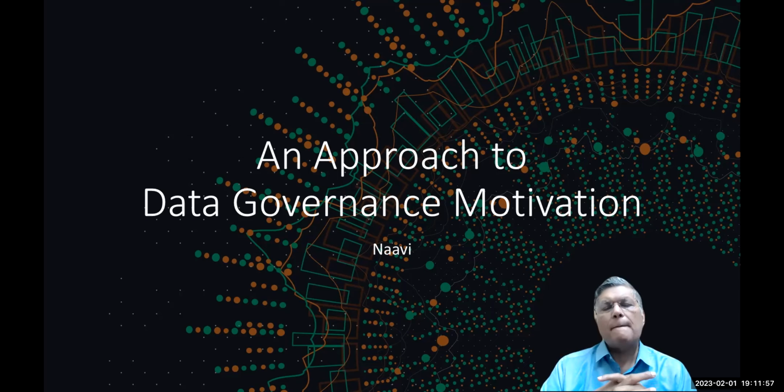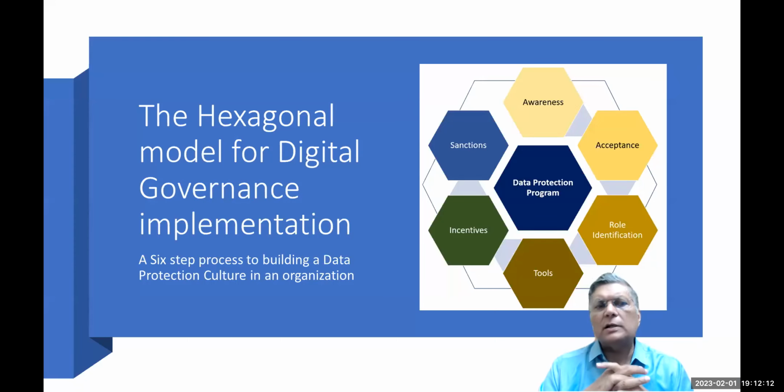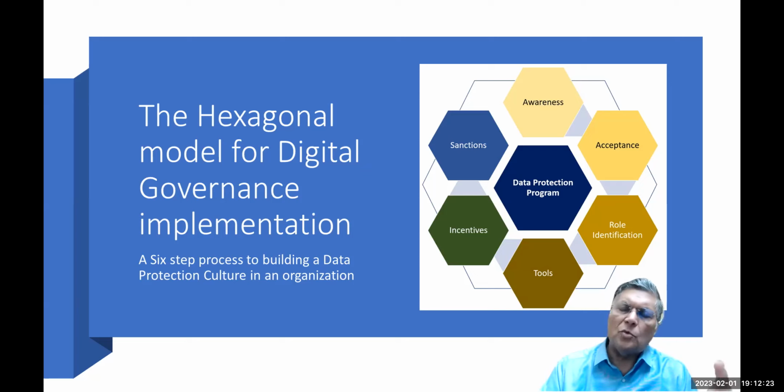This was the concept. Now, in the data protection area, I'm trying to use the same concept, but I felt the need to add one more element, and therefore it became a hexagonal model for digital governance implementation, a 6-step process to building a data protection culture in an organization. Of course, most of the concepts here are known to you, and you would also have applied them in different circumstances.